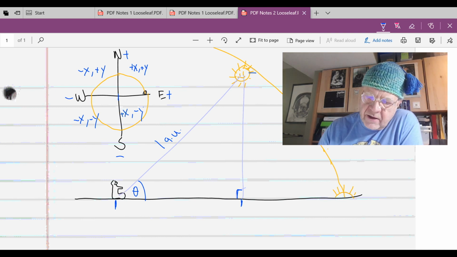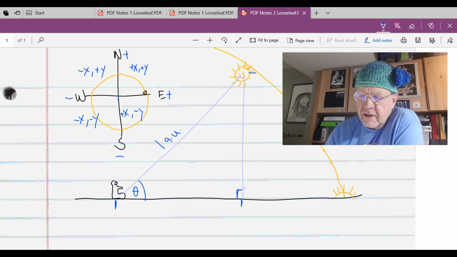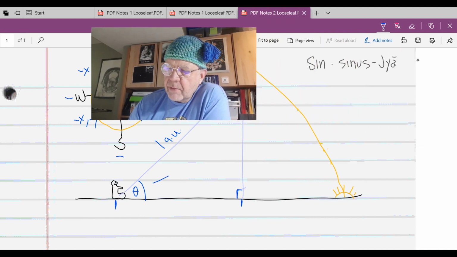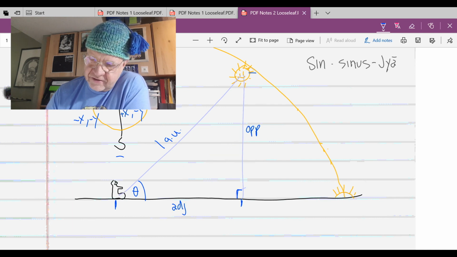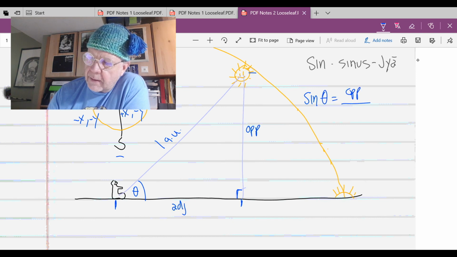And so that angle of elevation, we're going to call theta. You remember from trigonometry that the side opposite the angle of interest is called, well, the opposite side, and the side beside that's not the hypotenuse is called the adjacent side. And so you remember that sine of theta equals opposite over hypotenuse.